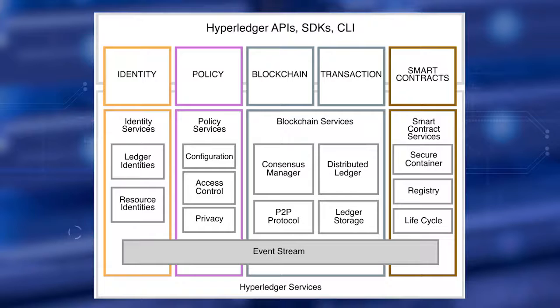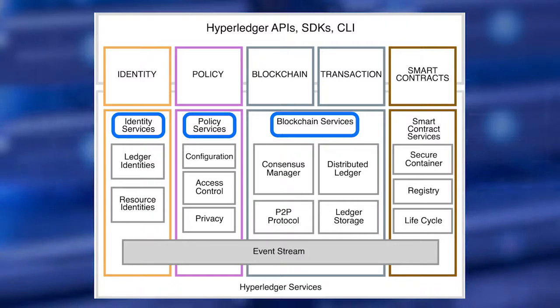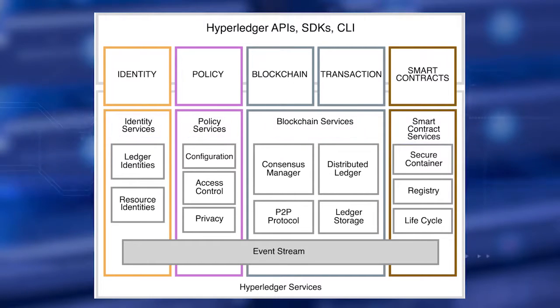Here is a list of services offered by the Hyperledger framework: identity services, policy services, blockchain services, and smart contract services. We'll now discuss the concept covered by each of these groups. Identity services module manages the identities of entities, participants, and ledger objects, such as smart contracts. In the case of Fabric, a smart contract is called chain code. Policy services module manages access control, privacy detail, consortium rules, and consensus rules.